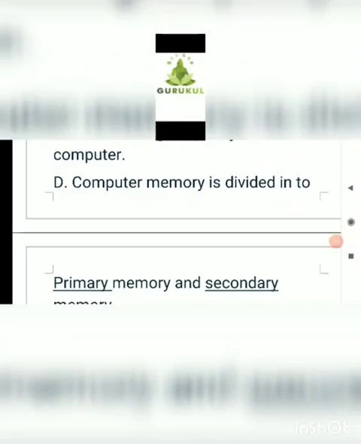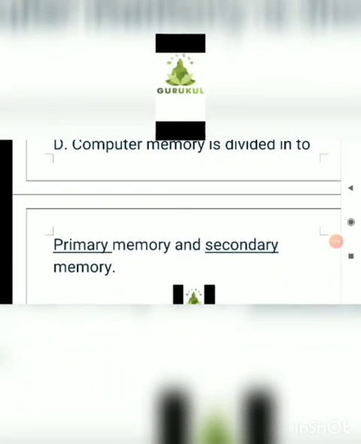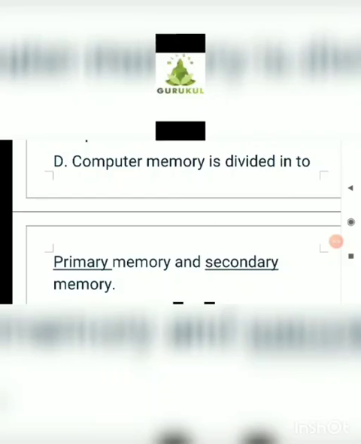Then it comes to the next one. Computer memory is divided into dash and dash. Basically, computer memory is divided into two types. First one is primary memory, and the second one is secondary memory.